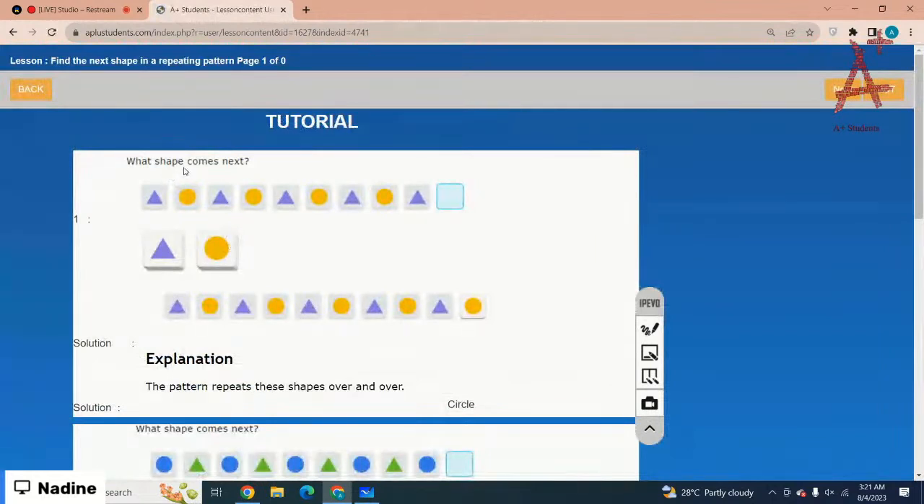Which comes next? You can see you have a repeating pattern, right? The pattern repeats itself: triangle, circle, triangle, circle, triangle, circle, triangle, circle. So you have a triangle here. Which one is next? After every triangle, you have a circle in the pattern, right? So that means the correct option is the circle.